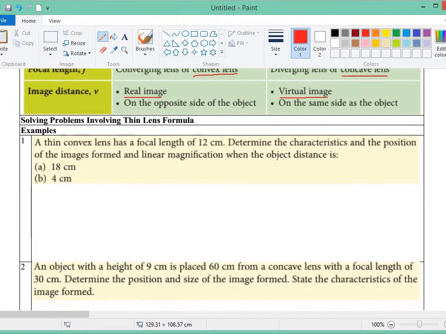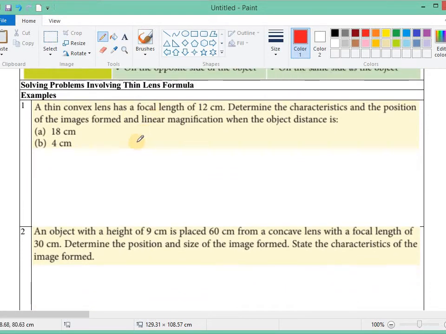Okay, let's look at an example. A thin convex lens has a focal length of 12 cm. Determine the characteristic and position of the image formed and linear magnification when the object distance is 18 cm and 4 cm. It says that it is a convex lens, focal length 12 cm. Because it's a convex lens, the focal length we will put as positive. Then it says the object distance is 18 cm.